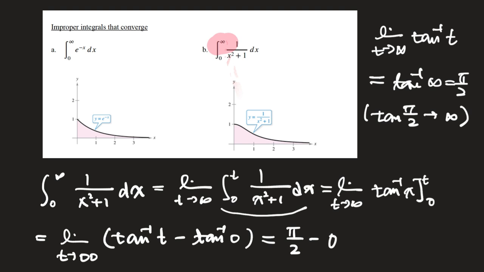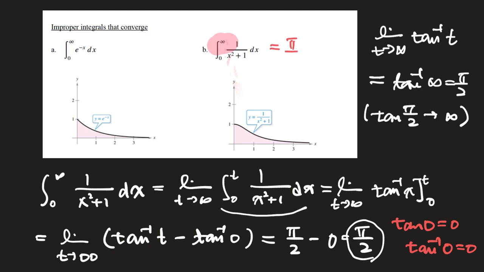Why? Tangent 0 is 0, so arctangent 0 is 0. So the final answer is pi over 2. This improper integral converges, and you're going to say it is pi over 2.